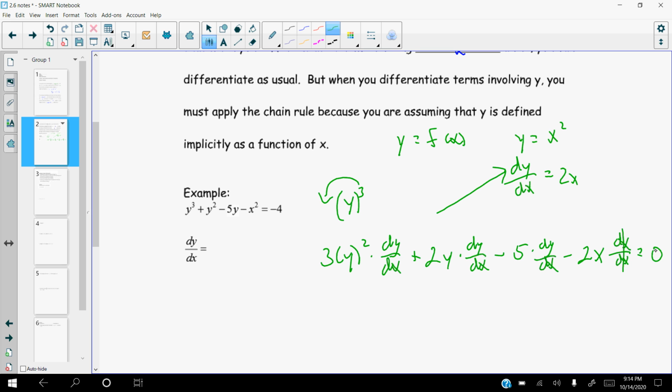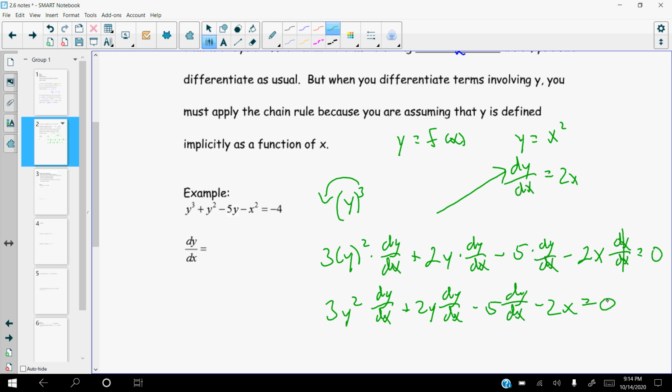So just cleaning this up, we would get 3y squared dy over dx plus 2y dy over dx minus 5 dy over dx minus 2x equals 0. That would be the derivative of that expression.